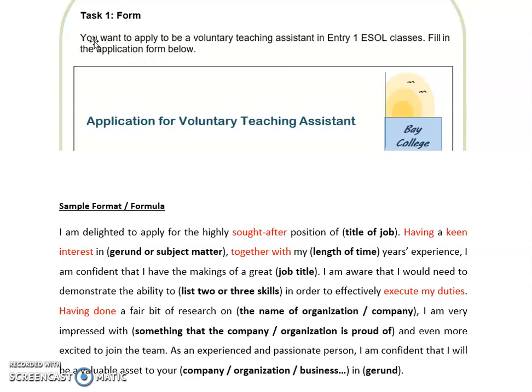So the exam paper says you want to apply to be a voluntary teaching assistant in Entry 1 ESOL classes. You want to be a volunteer, you want to be a teaching assistant to teach English in Entry 1 classes as a volunteer. And this is where you're applying to. Bay College is the name of the employer, the company.